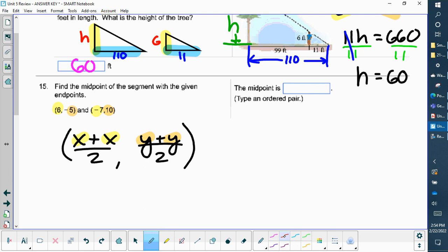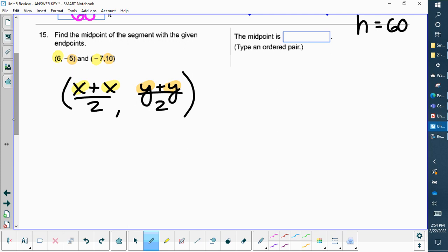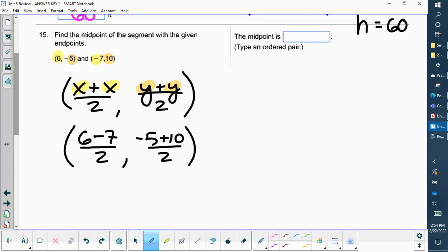All right. Let me scroll down a little bit. So I would get 6. Now when I add a negative like this, it really turns to subtraction. And -5 plus 10. Now sometimes you'll get whole numbers here. Sometimes you won't. This is -1/2. And this is -5 halves.